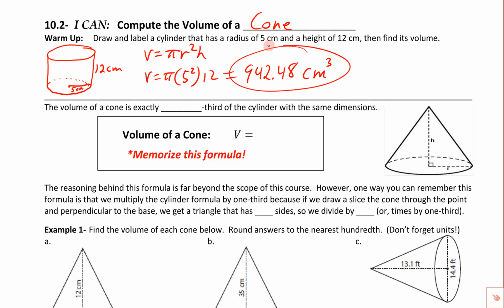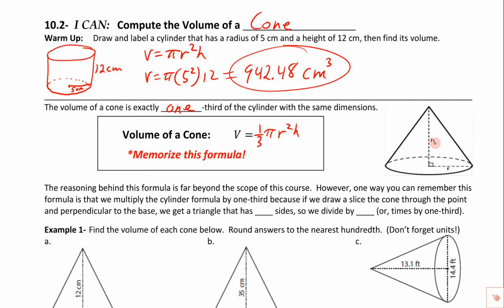Now the cool thing about today's formula is the volume of a cone is exactly 1/3 of the cylinder with the same dimensions. So the volume of a cone is going to look like this. It's going to look just like the cylinder up above. So we're going to have pi r squared and h, but it's going to be exactly 1/3 of that. So 1/3 pi r squared h is the volume for a cone. Got to make sure that you memorize this.